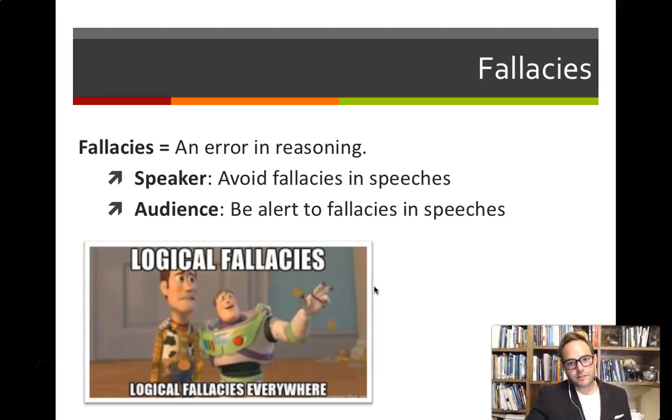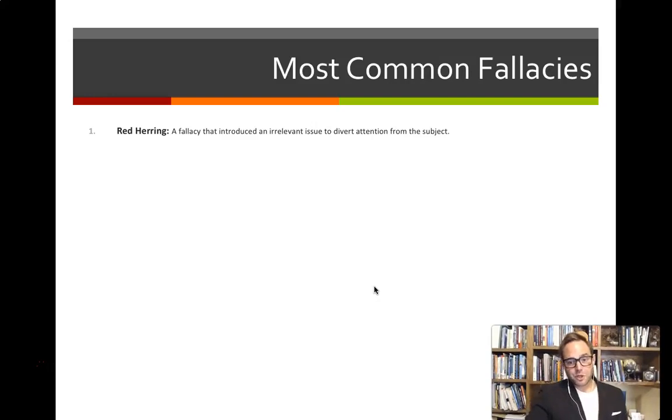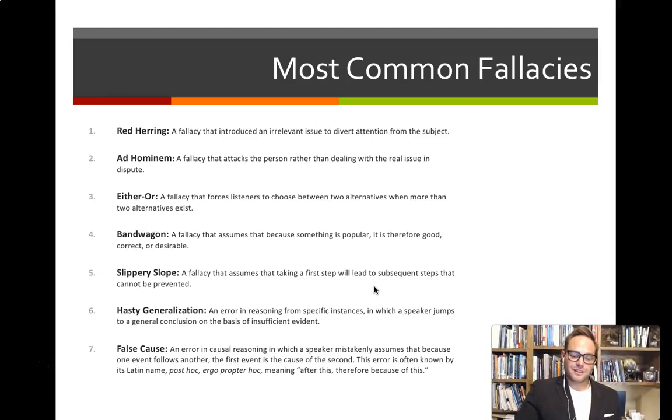As an audience, we have to be alert to fallacies in speeches because these happen all the time, and if we aren't in tune or if we don't know what's going on, we might be persuaded based off of irrational, erroneous type of reasoning. So some of the most common fallacies, I know the slide is small, like the print, because there's a lot of them. There's 7. The first one is red herring.